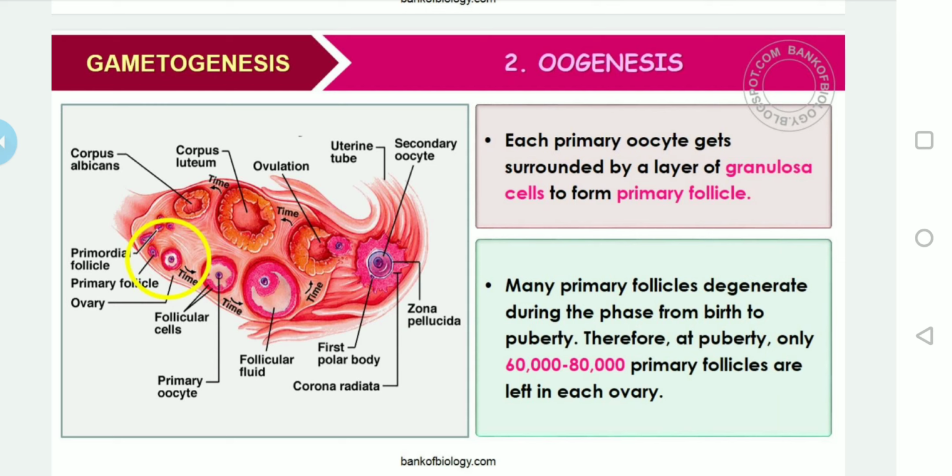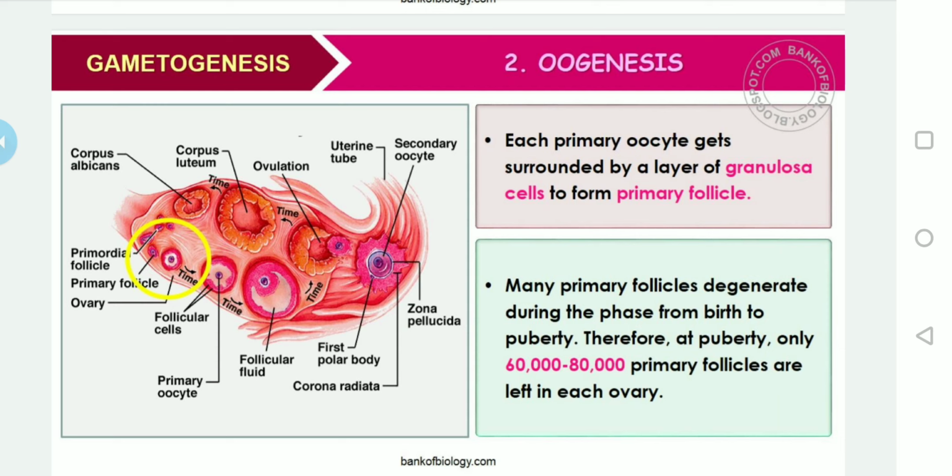So what happens? Each primary oocyte surrounded by granulosa cells is called a primary follicle, and a large number of these follicles disappear, that means degenerate, during the phase from birth to puberty. Did you get it? And here you can identify the different stages from the beginning.